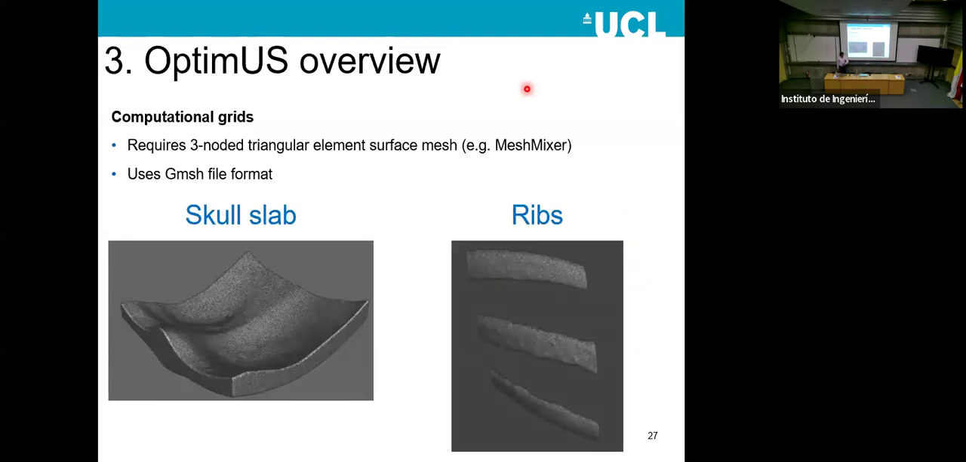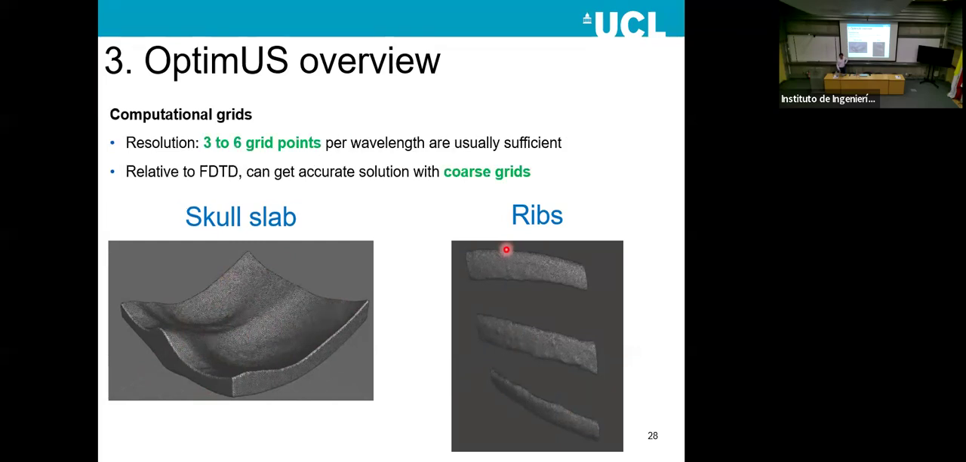So I'm going to show you an example here which involves a skull slab. But this is the kind of input we require. You have a surface mesh of triangular elements, and there are P1 elements that we use. So this is for a skull slab. This is for some ribs, and we require Gmsh format as inputs. And generally speaking, 3 to 6 grid points per wavelength tend to be sufficient to solve the problems that we want to solve.